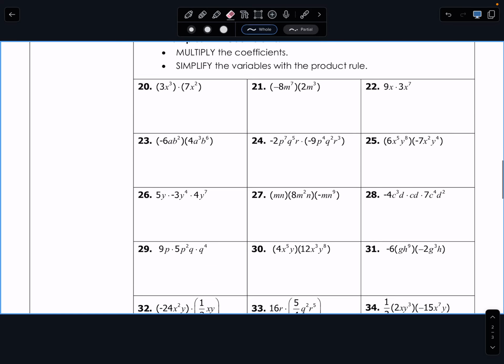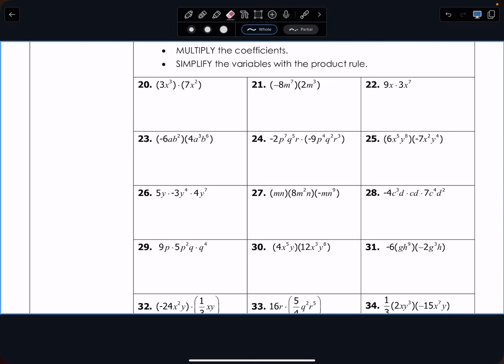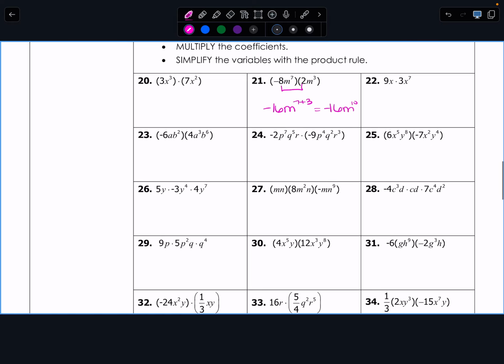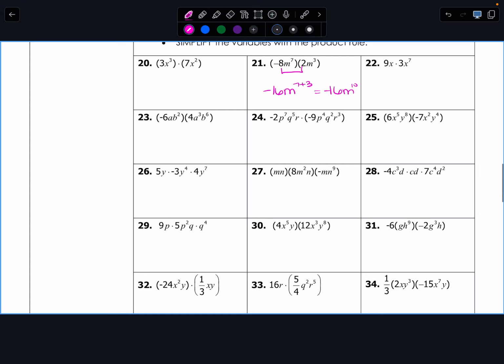So, what happens when we got coefficients? I multiply the coefficients together. Just kidding. So, negative 8 times 2 gives me a negative 16. And then I am adding my exponents together. So negative 16 m to the 10th. Anybody have any questions so far?